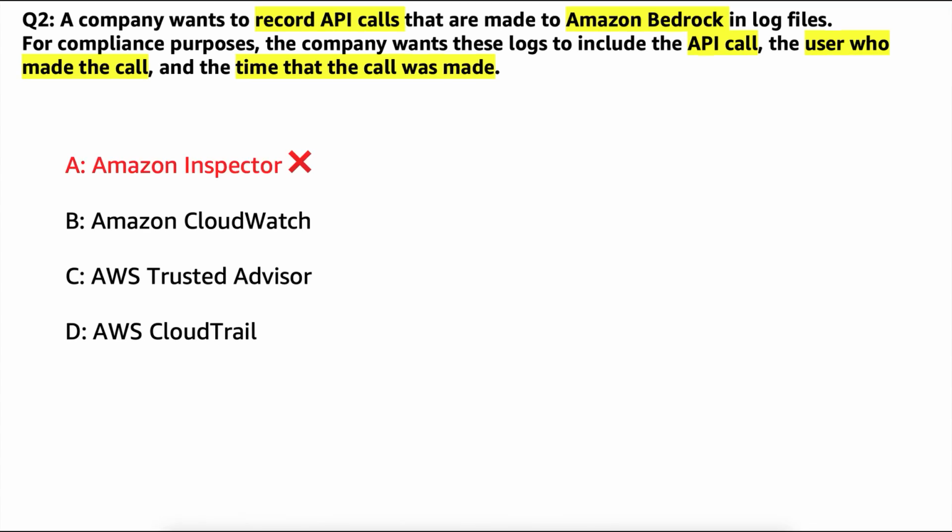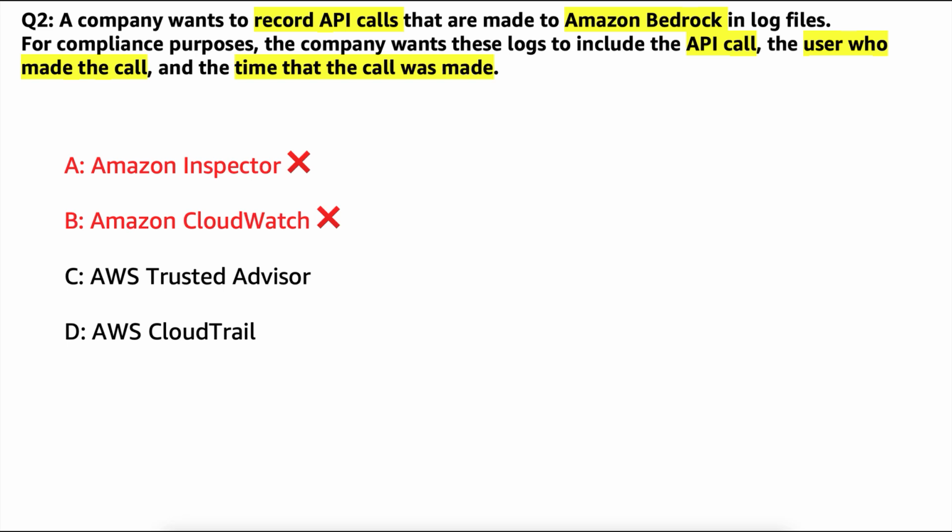Looking at option B, Amazon CloudWatch, this is also incorrect. You can use CloudWatch to gather and view metrics that relate to account resources. You can use CloudWatch to view the number of API calls to Amazon Bedrock. However, CloudWatch does not provide a mechanism to examine which user made the API call.